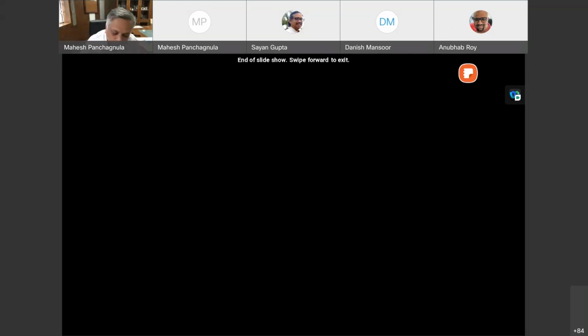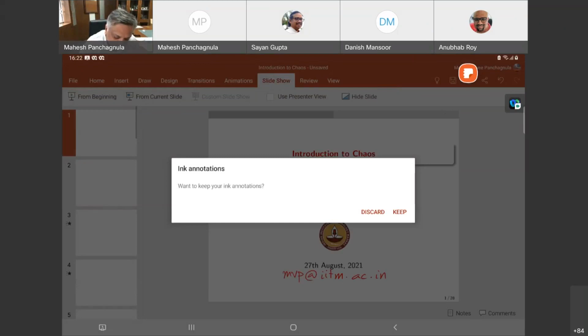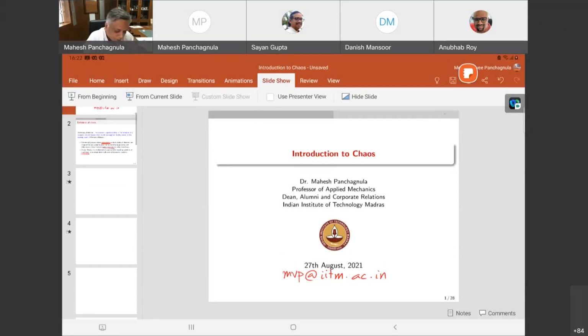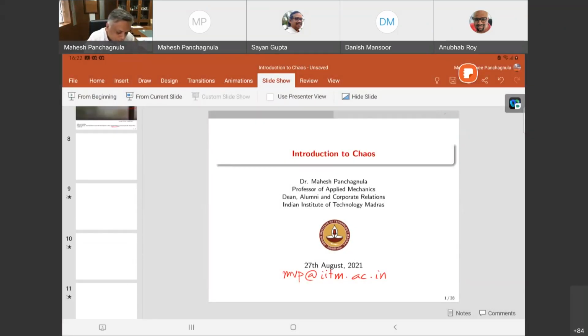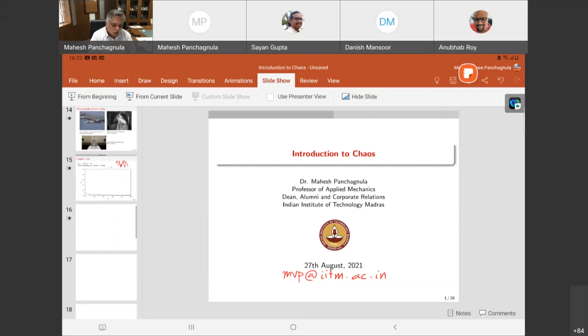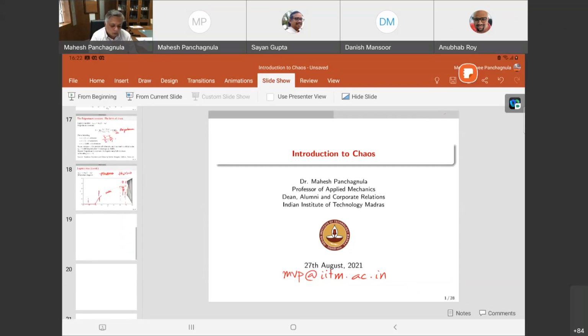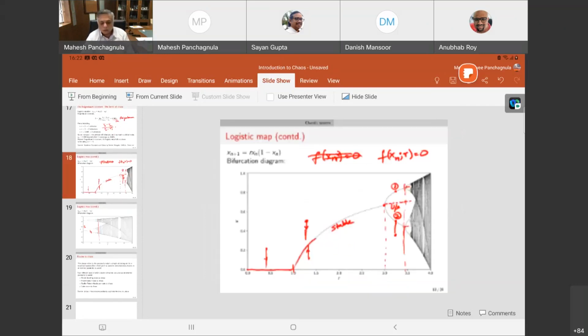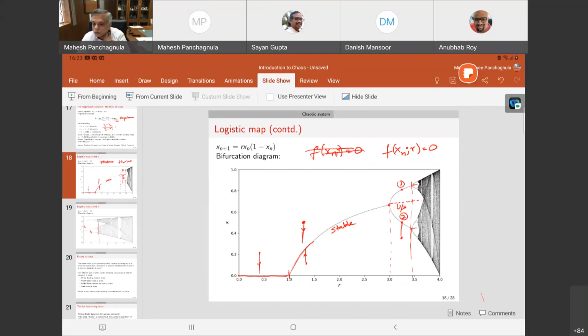Okay, so next question. So I think we'll take some from the chat box. There's one. Does it mean that emergence of branch of stable, unstable fixed points from the term period doubling, fork doubling?